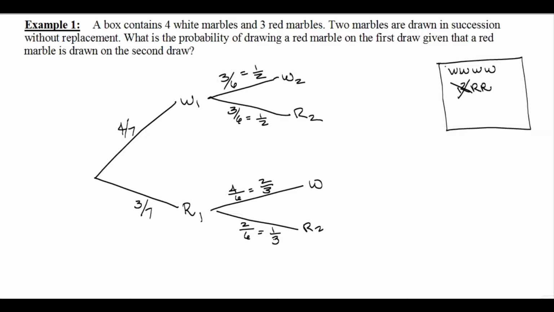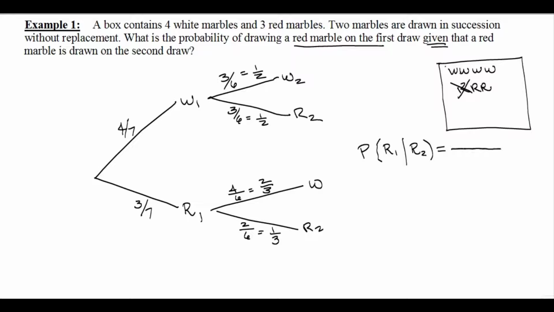Now we apply our conditional probability formula. First, we need to decide what we are being asked for. The probability of drawing a red marble on the first, given that a red is drawn on the second. So what do we know for sure about what happened? Well, we know for sure that red occurred on the second draw, and so then we're trying to figure out what's the probability that red occurred on the first. Remember, the given always follows the vertical line.